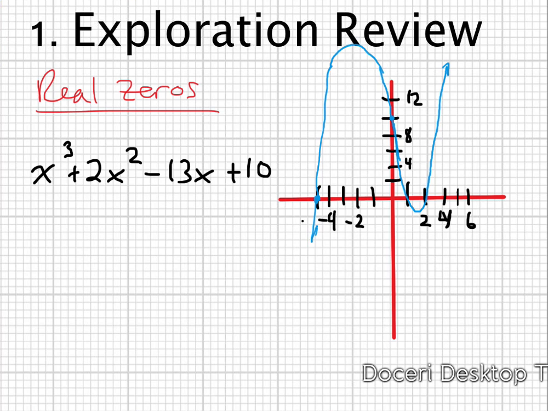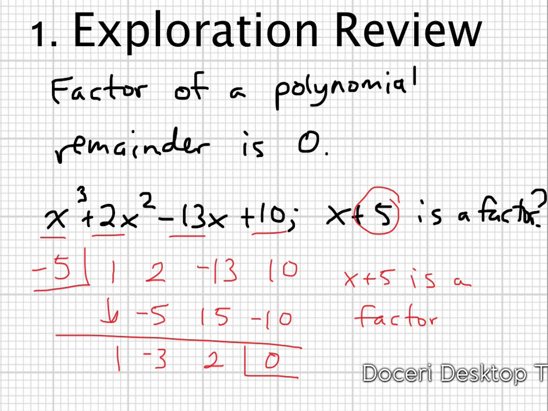And it continues on down negatively. So the real zeros are, if you notice, where it crosses the x-axis. So the location of the real zero is where it crosses the x-axis. And you'll notice one of my real zeros is right here at -5. And that happened to be the same as my factor for x plus 5.